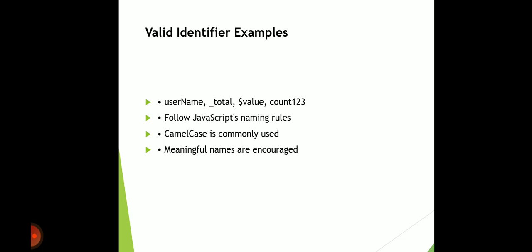Valid identifiers example in JavaScript. They can contain numbers but not at the beginning. No spaces or special characters are allowed. Reserved keywords like var, true, function can't be used as names.